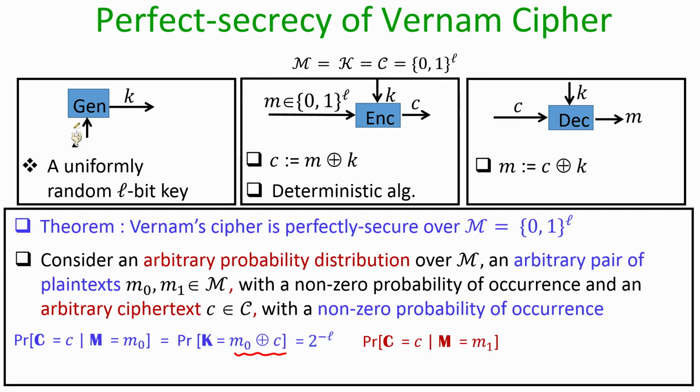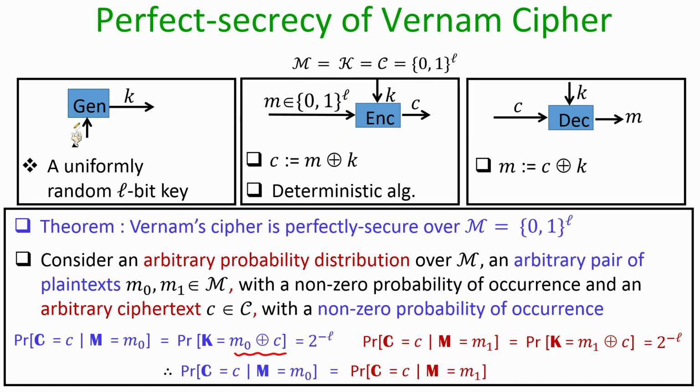In the same way, the probability that the message M1 is encrypted in the ciphertext little c is the same as the probability that the key used for encryption is the XOR of M1 and little c. And again, since my key generation algorithm outputs uniform random keys, the probability that my key is the XOR of M1 and little c is 1 over 2 power n.